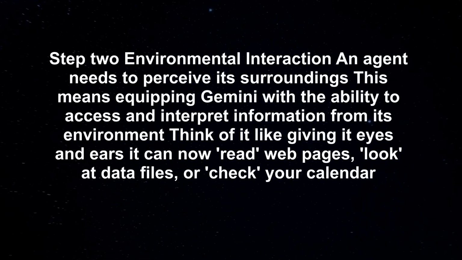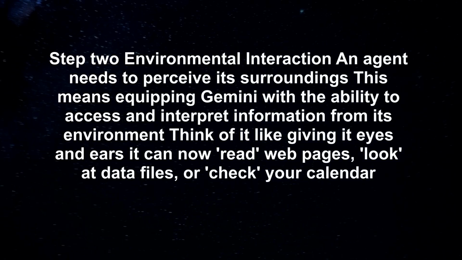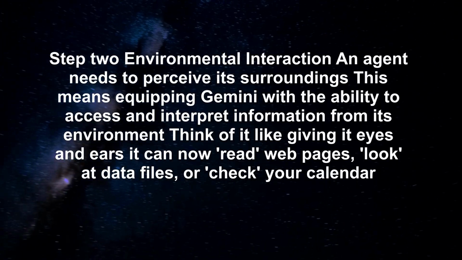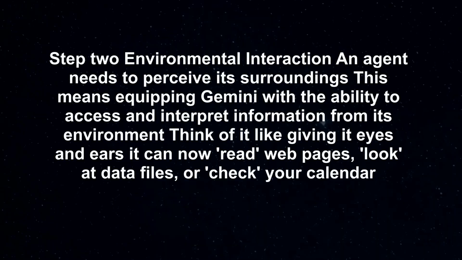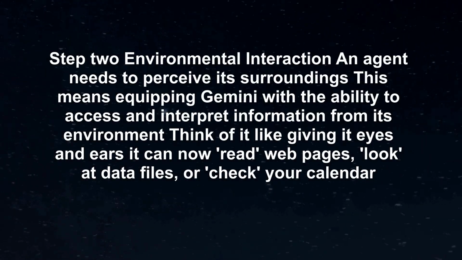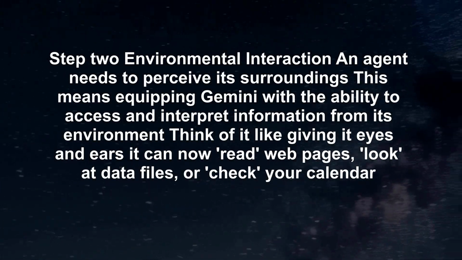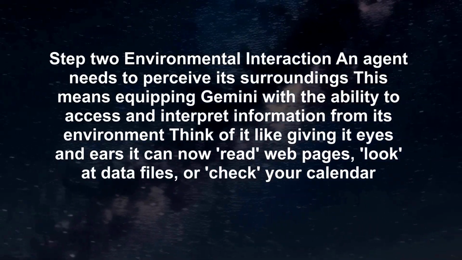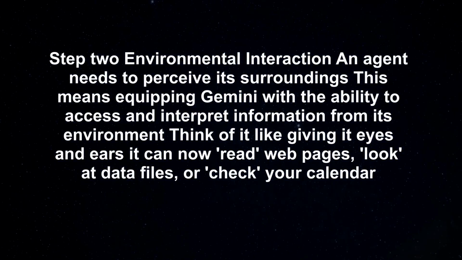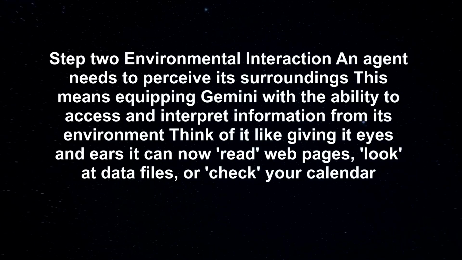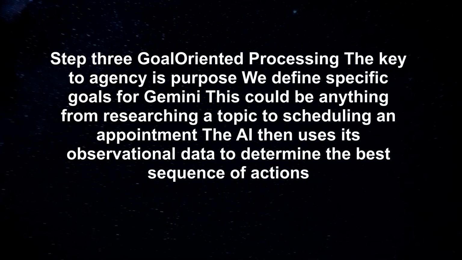Step 2. Environmental interaction. An agent needs to perceive its surroundings. This means equipping Gemini with the ability to access and interpret information from its environment. Think of it like giving it eyes and ears. It can now read web pages, look at data files, or check your calendar.